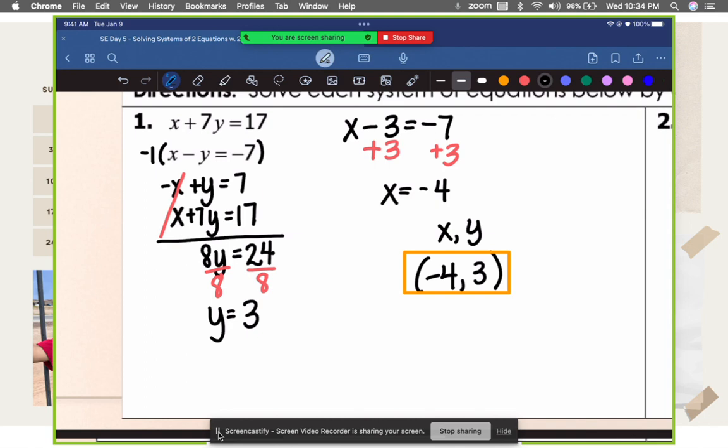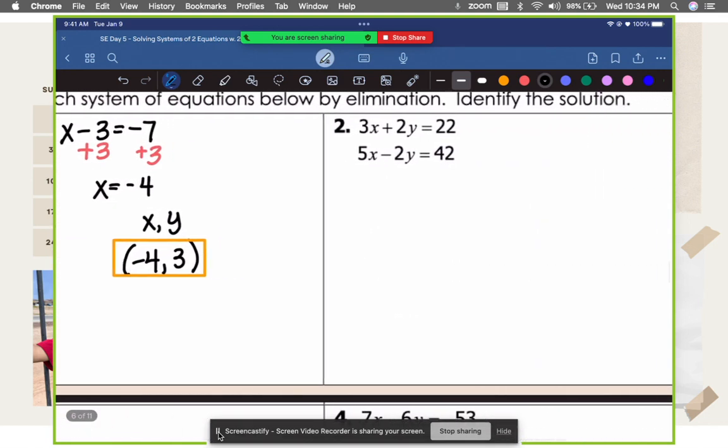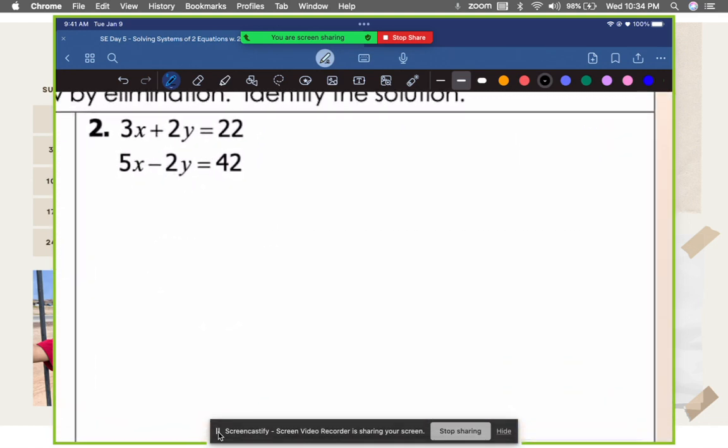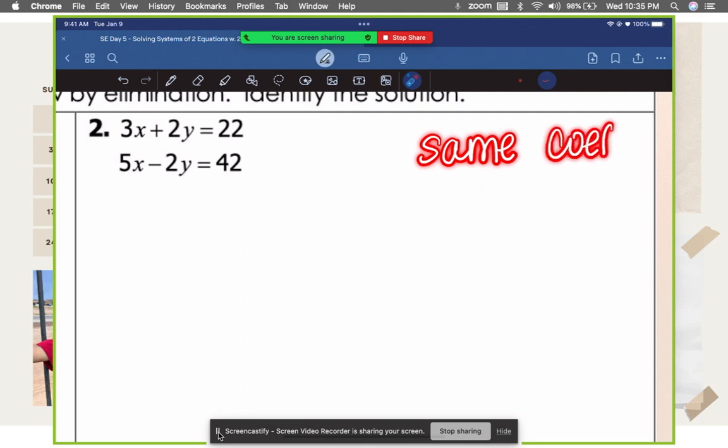All right. We're going to go ahead and take a look at number 2. This is our next one, okay? Here we are looking, again, same thing. Line up the x's and the y's. X's are lined up, y's are lined up, and our numbers are lined up, okay? Once we have that, we're going to multiply one or both equations by a number to make sure that they have the same coefficient, right? That's the number in the front.